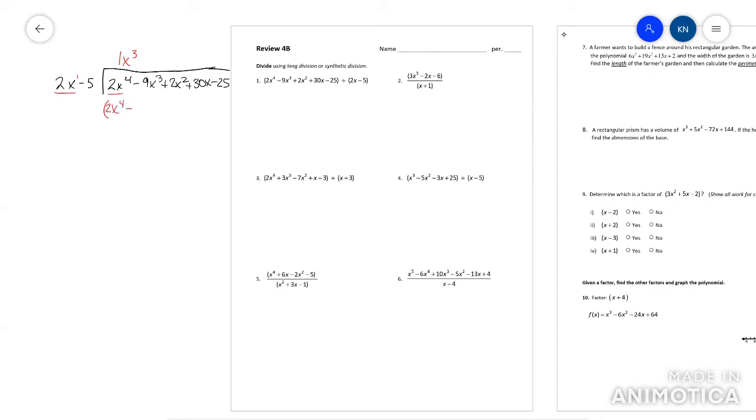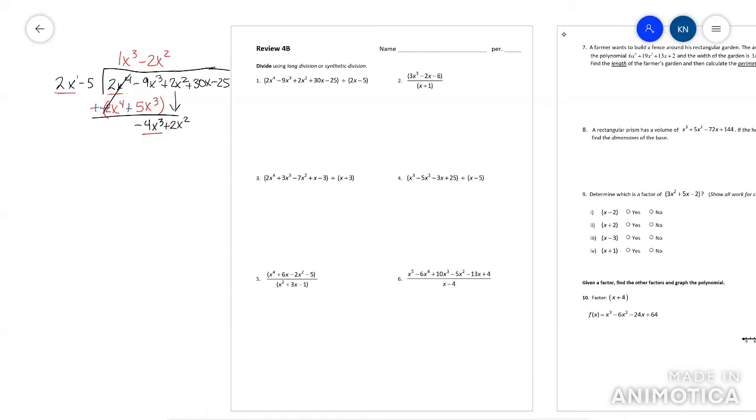2x⁴ minus 5x³. And then it's minus this whole thing. So this is where I change all these signs. Then I combine. So the x⁴s will cancel. Negative 9x³ plus 5x³ is negative 4x³. Then I drop the next term and repeat. So first term divided by first term is negative 2x². I did that: negative 4x³ divided by 2x.